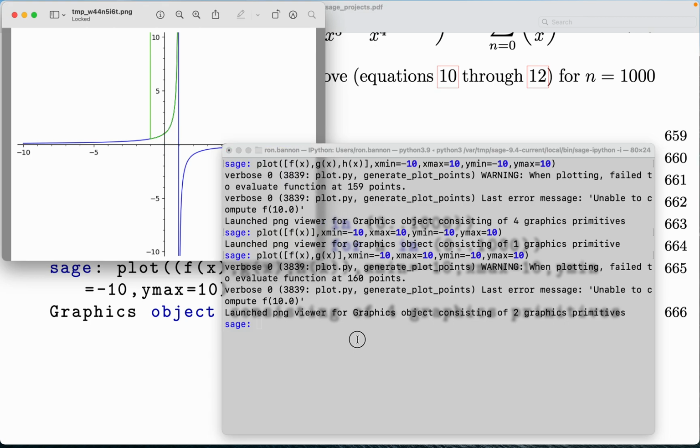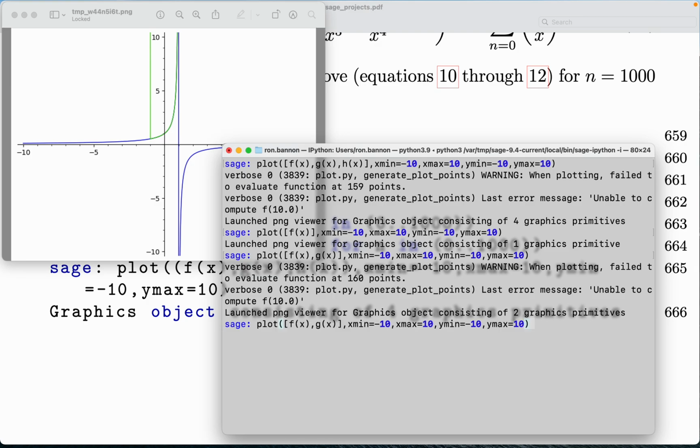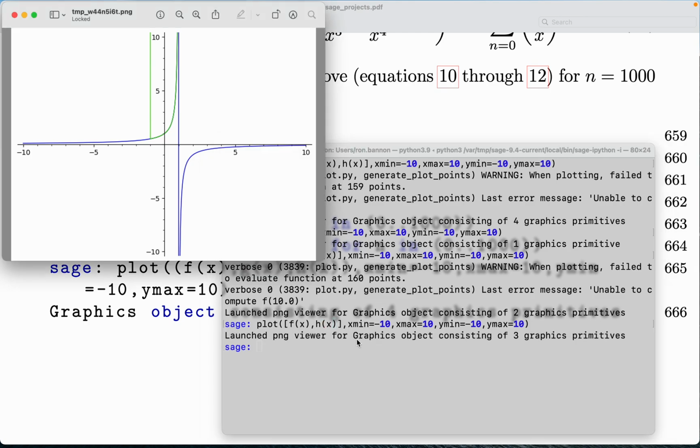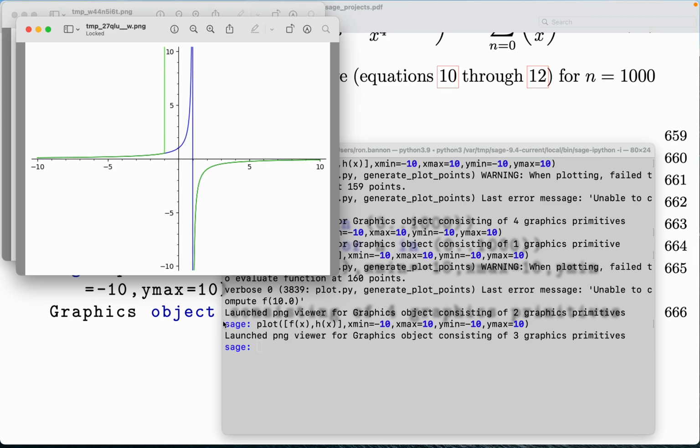Now let me go back and change my code. I'm going to get rid of the g of x, and I'm going to put h of x. And again, we're just observing things. I said this one's going to fit outside the band -1 to 1. And what am I seeing? Well, now the green curve, which is h of x, is fitting outside the band.